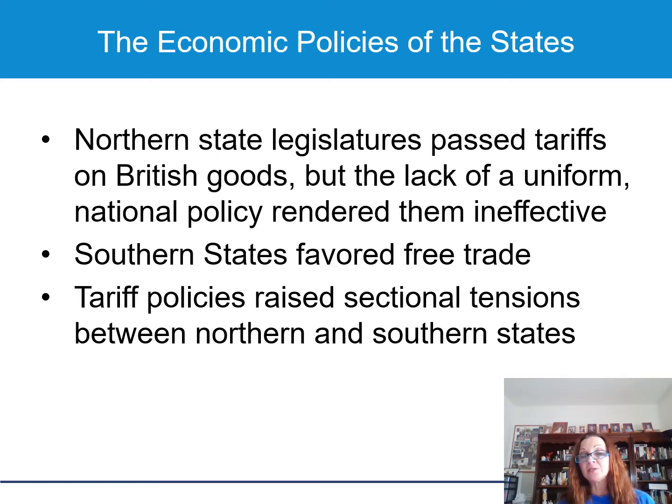The southern states favored free trade because the southern states are exporting more agricultural products, and so the southern states would refuse to collect tariffs on British goods coming into the country while the northern states were taxing them. So obviously the British began sending their goods in through southern ports rather than northern ports, and so the tariff policies early on in our country began to raise sectional tensions between northern and southern states.